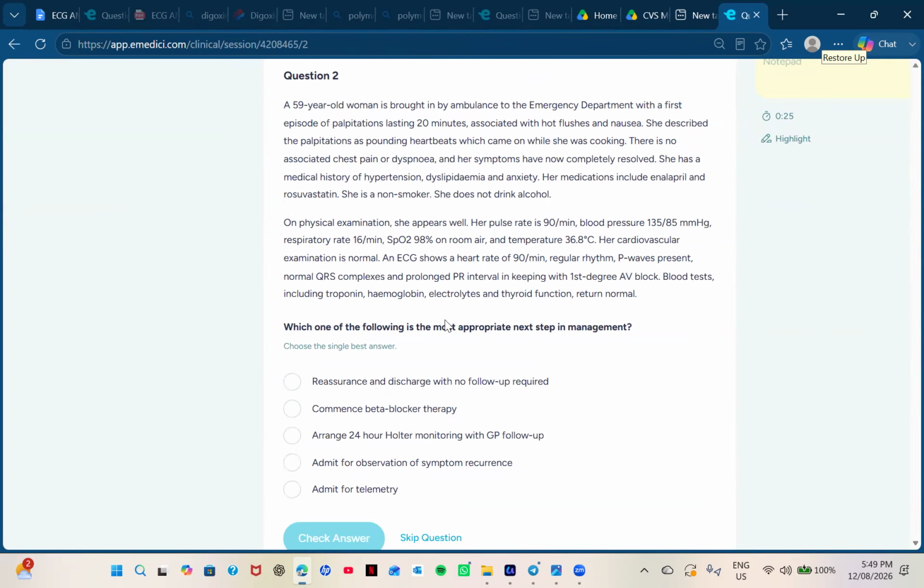She has a medical history of hypertension, dyslipidemia and anxiety. Medications include enalapril and rosuvastatin. She is a non-smoker. She does not drink alcohol. On physical examination, she appears well. Pulse rate is 90, BP 135 by 85, respiratory rate 16, SpO2 98, temperature 36.8. Cardiovascular examination is normal. ECG shows heart rate 90, regular rhythm, P wave present, normal QRS. PR interval is in keeping with first degree AV block. Blood tests including troponin and hemoglobin are normal.